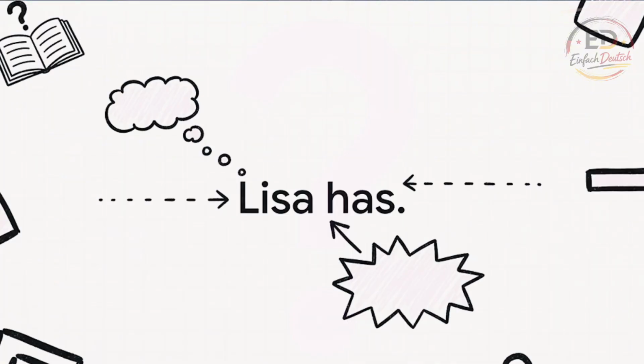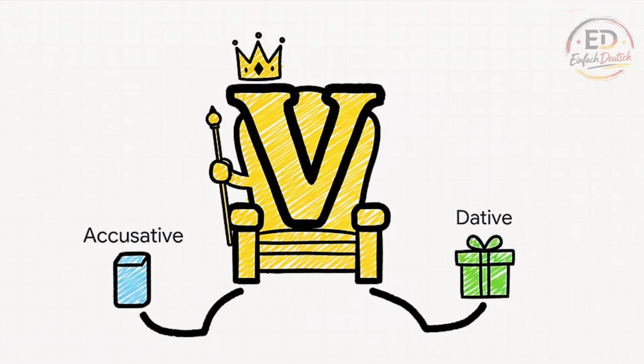Okay, look at this sentence. Lisa has. That's it. It feels incomplete, doesn't it? Like it's just hanging there. You can feel that a piece of the puzzle is missing. Exactly. Your brain immediately asks, has what or whom? And that question, that is the absolute key to everything.